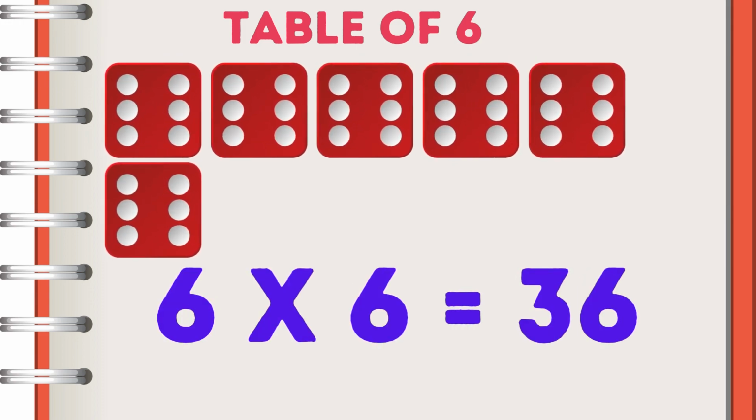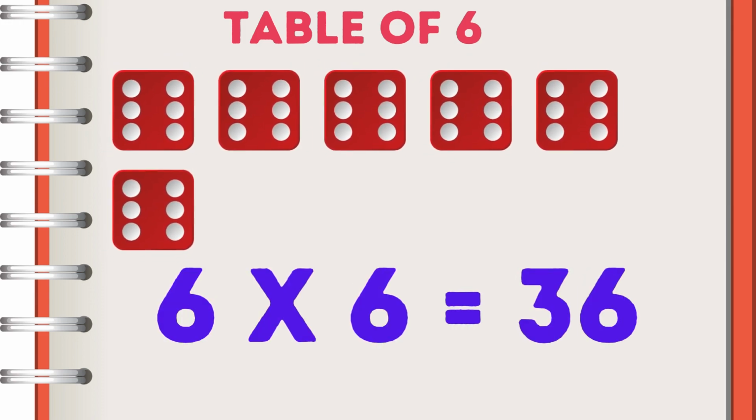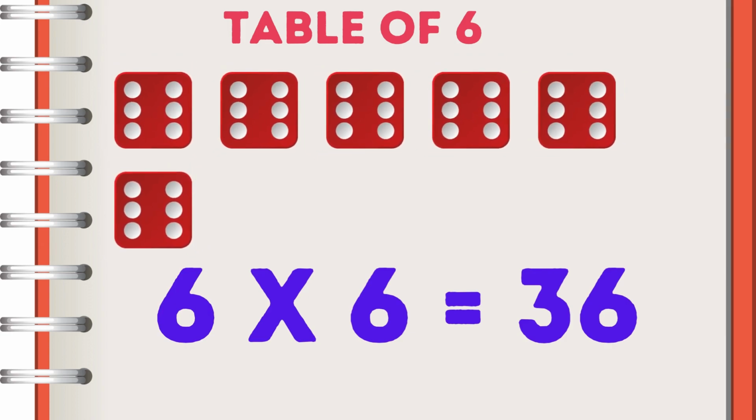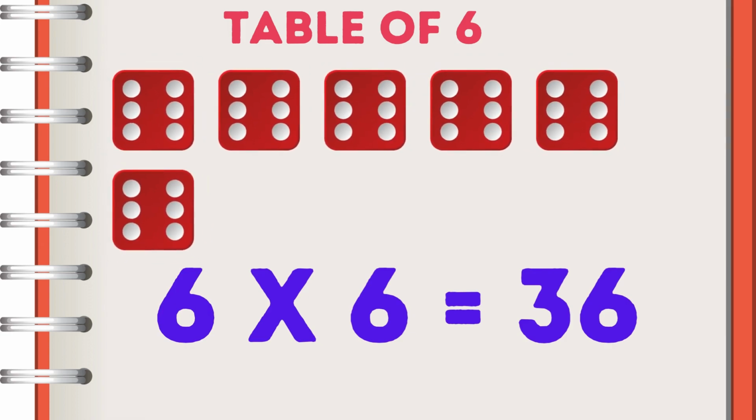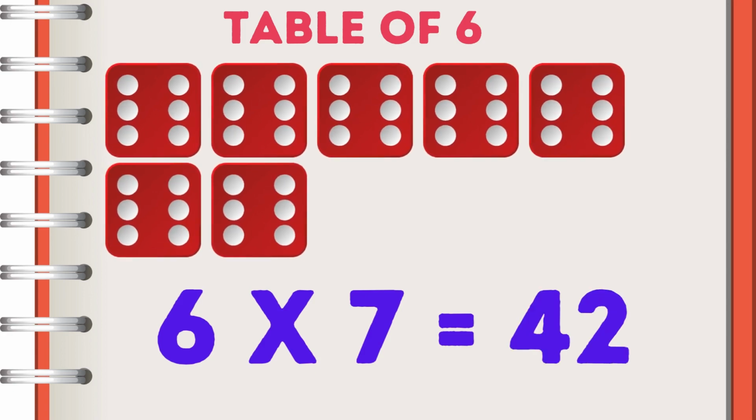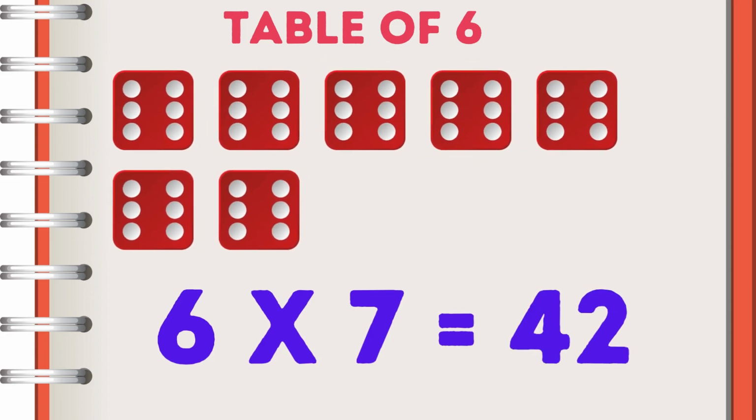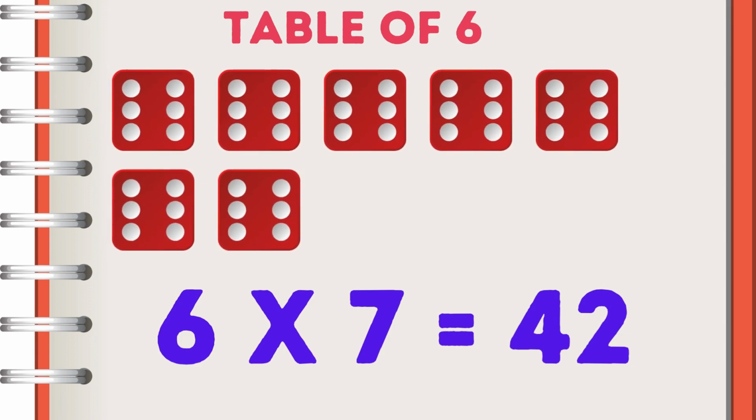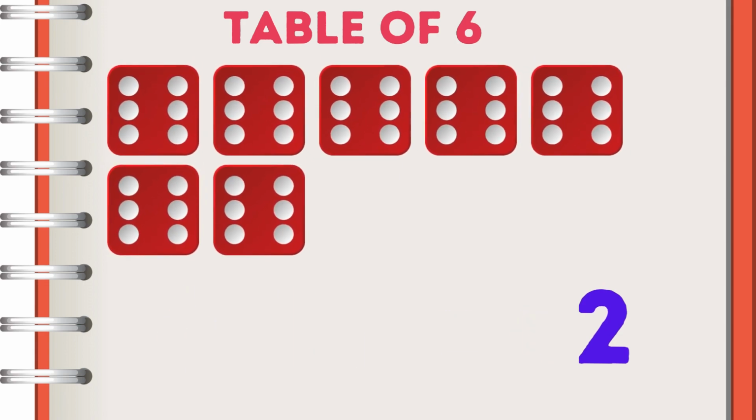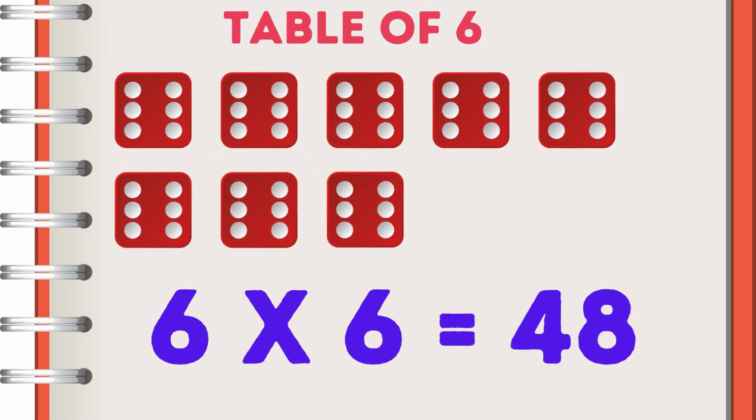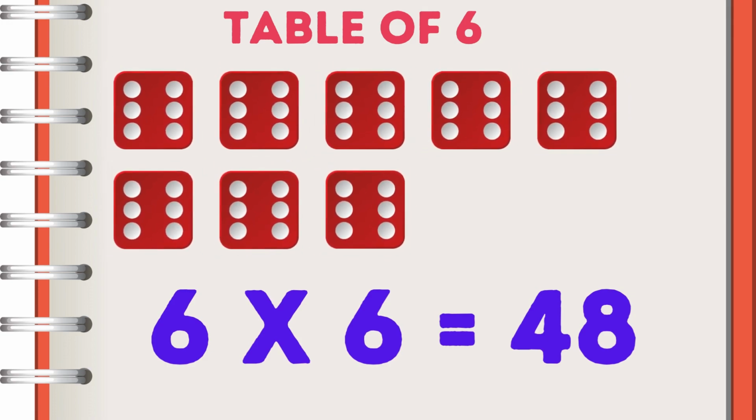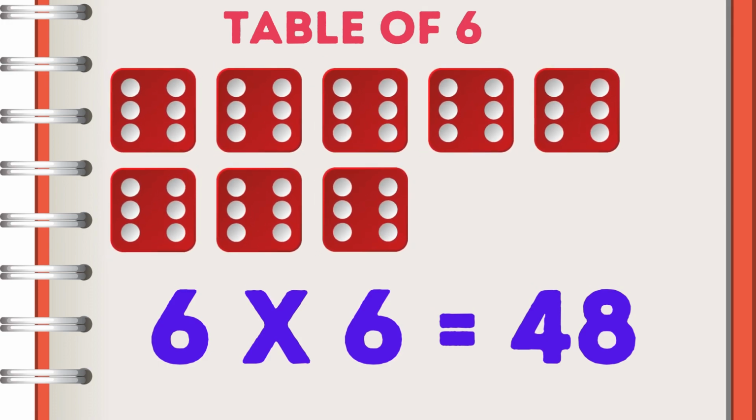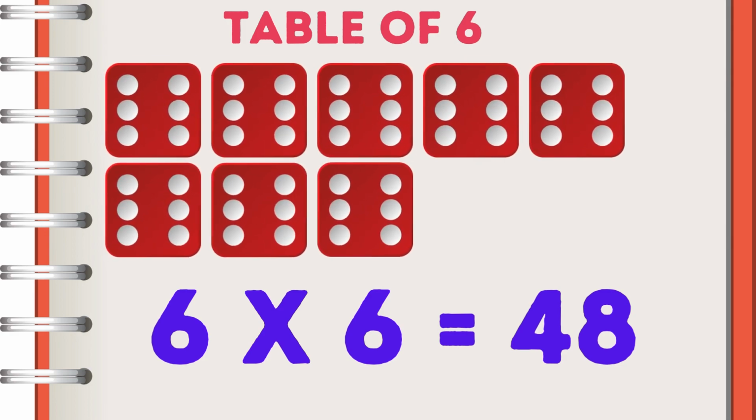6, 12, 18, 24, 30, 36. 6 times 6 is 36. 6, 12, 18, 24, 30, 36, 42. 6 times 7 is 42. 6, 12, 18, 24, 30, 36, 42, 48. 6 times 8 is 48.